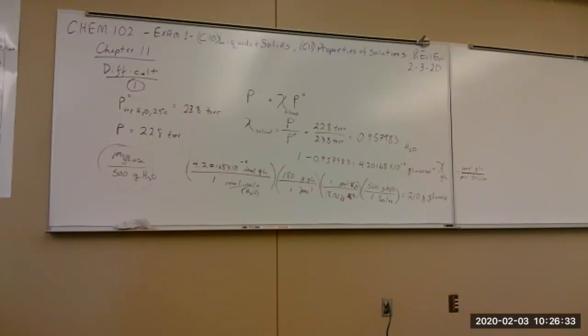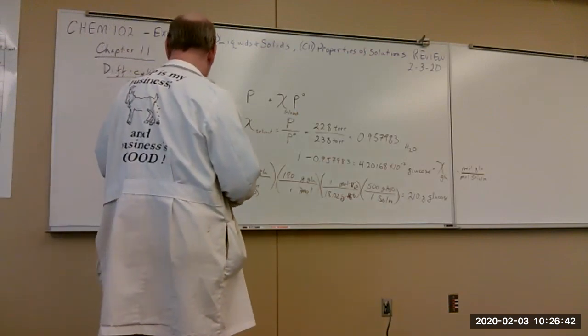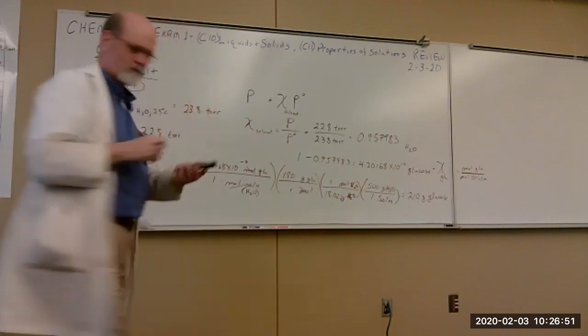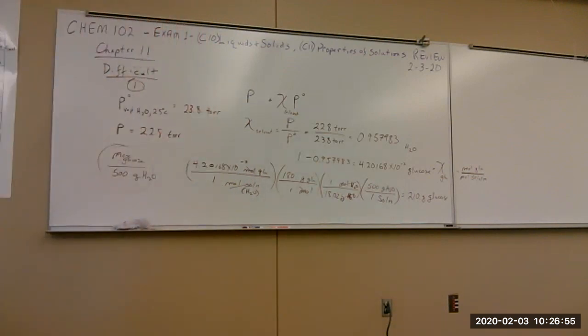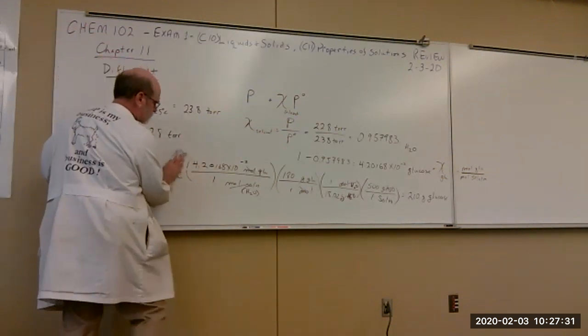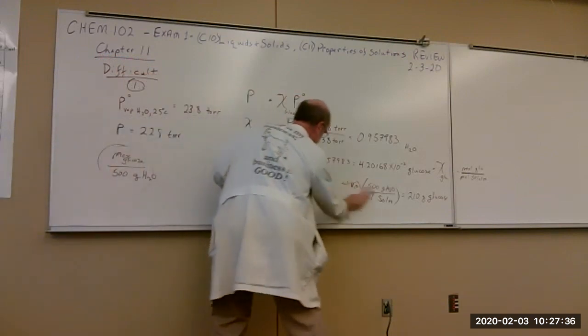No. Where's the mistake? Let me see. Maybe I made an assumption that I shouldn't have. That's right. Mole fraction of solvent is equal to moles of water per... Oh. Okay. I see what I did wrong. Actually, I made it more difficult than it needed to be.